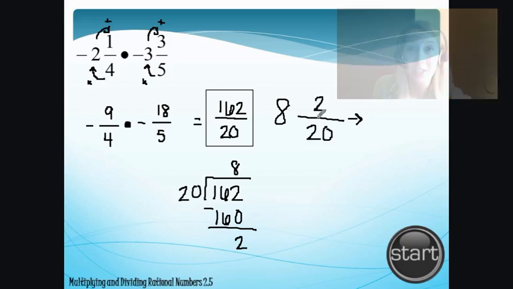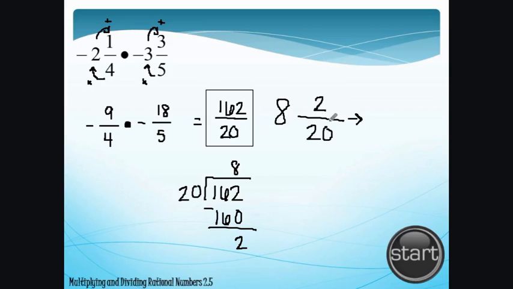But this fraction can be simplified because they're both even numbers. So I'm going to divide both the numerator and the denominator by 2. Transfer my whole number, which is 8. 2 divided by 2 is 1, and our new denominator is 10. So there's an example of multiplying rational numbers.